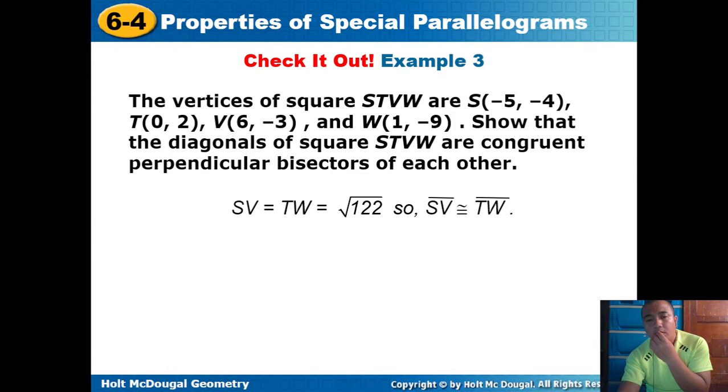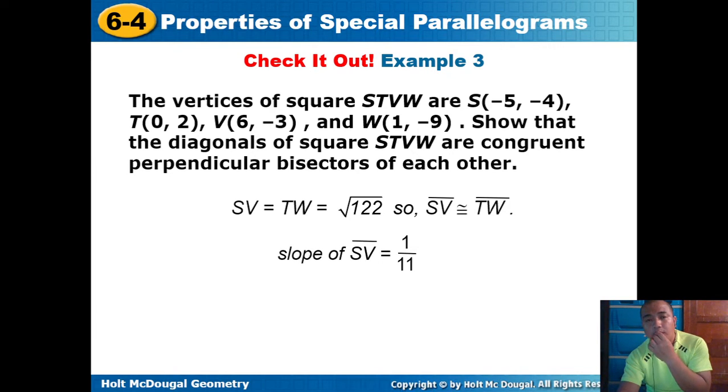The opposite sides should be congruent. I mean, those are the diagonals pala, SV and TW. SV is equal to TW. Diagonals are congruent. Using the distance formula, square root of 122. So therefore, segment SV is congruent to segment TW.